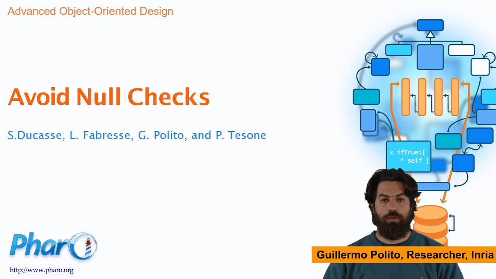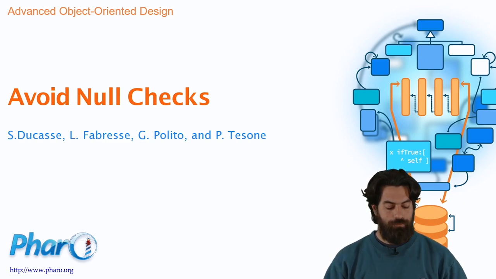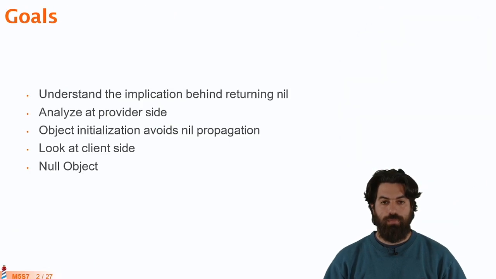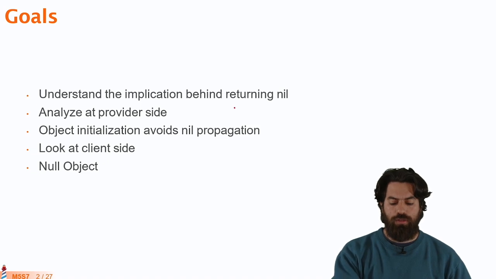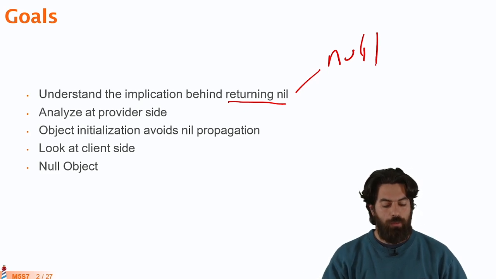Hello, in this lecture we are going to talk about null checks and how to avoid them. The goals of this lecture are to understand the implication of methods that return nil or null. So nil is actually the equivalent of null in Java or C#, for example.